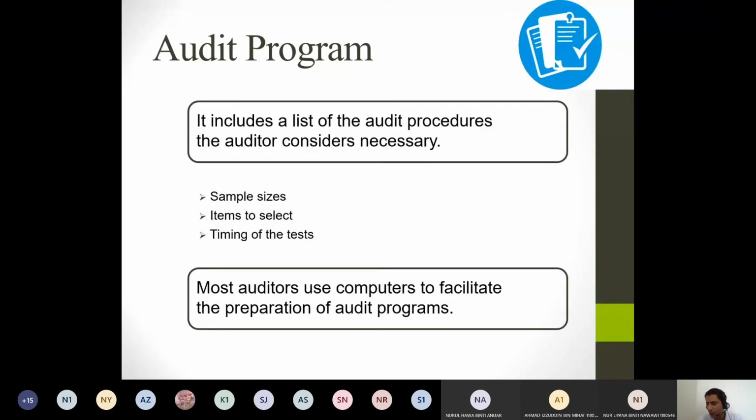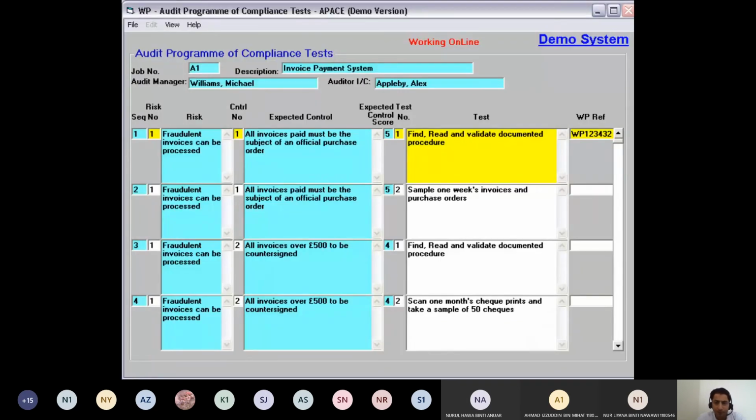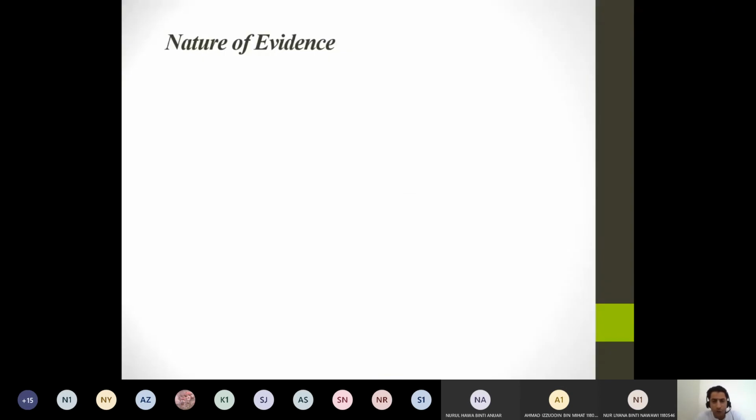Normally now we have the audit software, so the audit software will be prepared using the computer audit software, which assists the auditor in assessing or determining the appropriate sample size, which items to select, and also the appropriate time. So this is a kind of demo system of one of the audit programs issued by one of the software vendors.